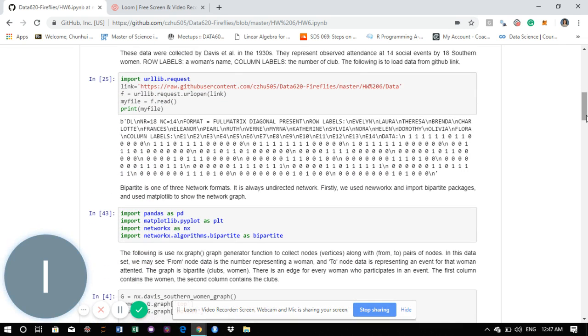In this dataset, the row labels use women's names such as Evelyn, Laura, and Teresa, and the column labels use event 1, event 2, etc., until event 14. A 1 represents Evelyn joining event 1, and next it represents Evelyn also joining event 2, etc.